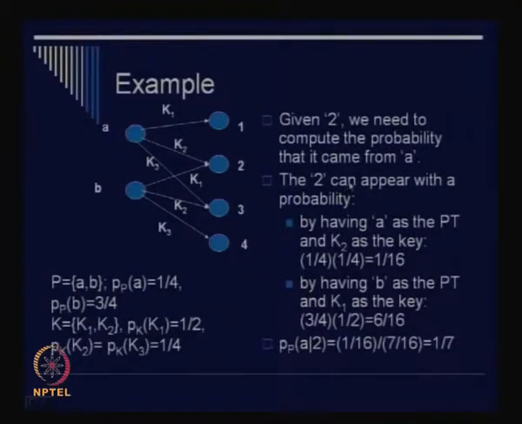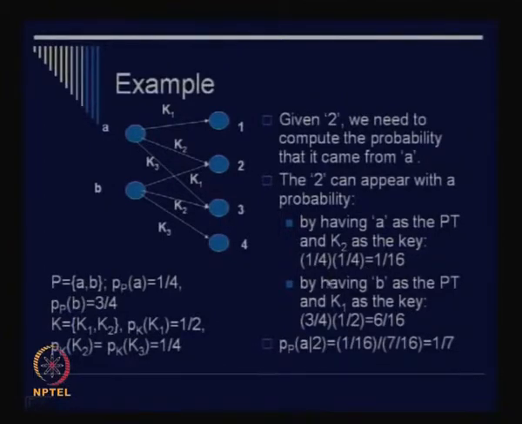For example, these 2 can appear with a probability which we can work out as follows, by having A as a plain text and K2 as the key. So A is the corresponding plain text and K2 is the value of the key. So what is the probability? We can multiply the probability of the plain text and the key because they are independent. So it is the product of 1 by 4 and 1 by 4, and it works out to 1 by 16. You understand that? Because the probability of occurrence of A is 1 by 4 and K2 as the key is also 1 by 4. So you multiply them, it is 1 by 16.